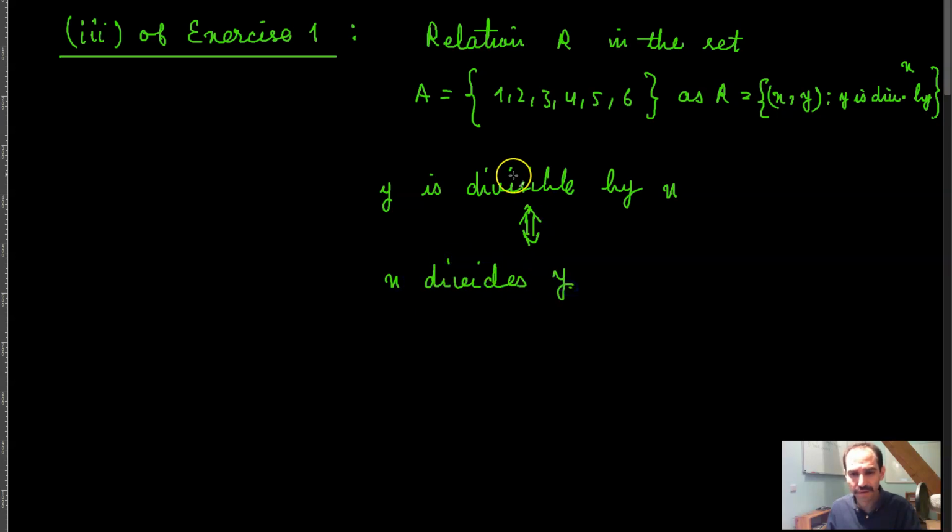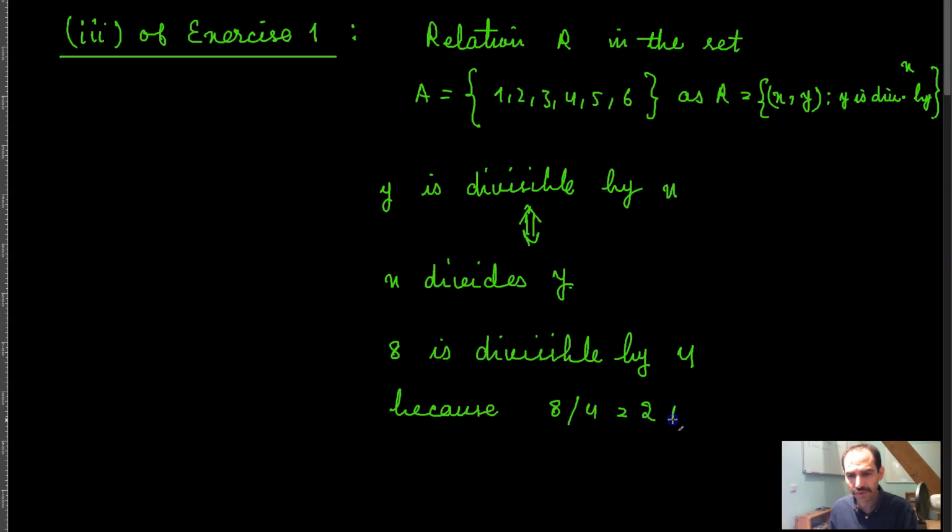That means the same thing, which means that, for example, I can say that 8 is divisible by, for example, 4, because 8 divided by 4 is equal to 2, remainder 0.